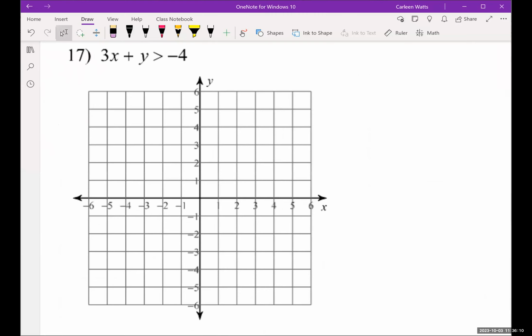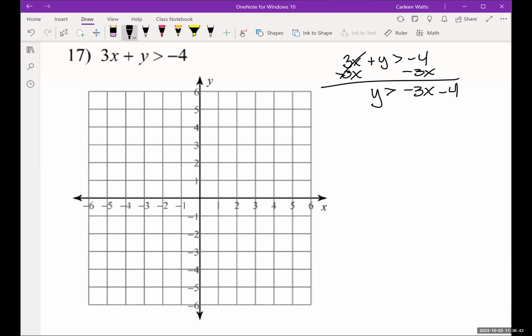Okay. Now, you cannot decide if your inequality is in standard form. It will lead you astray. You would have to do a test point. So in order to graph this, I'm going to isolate my y. I'm going to solve for y, so I'm going to subtract and move the x's over. Y is greater than negative 3x minus 4.